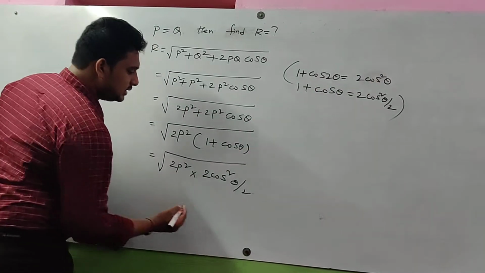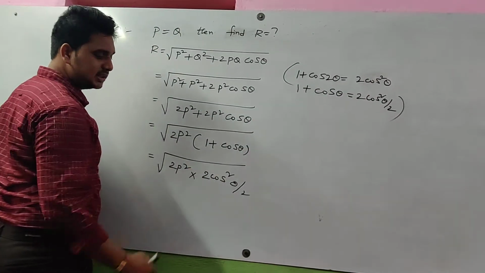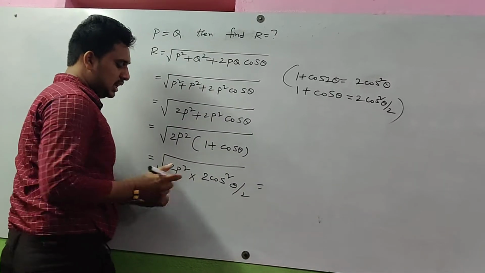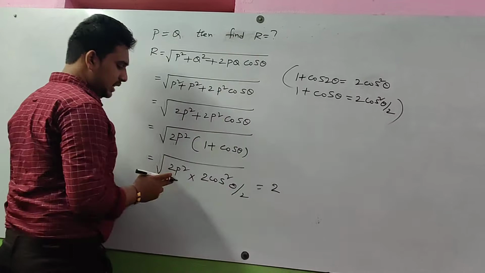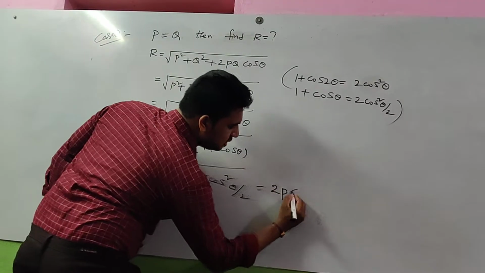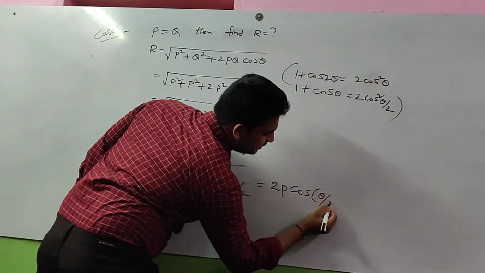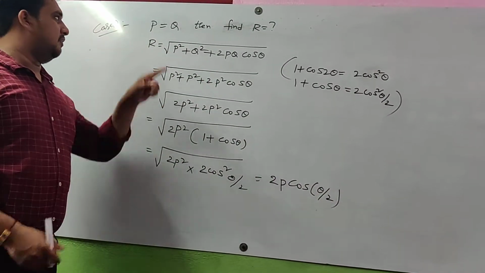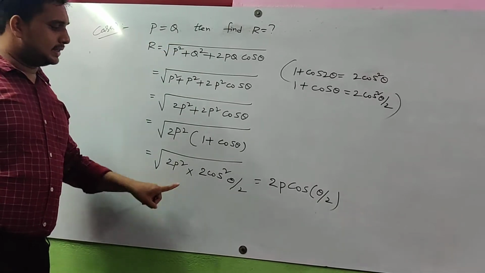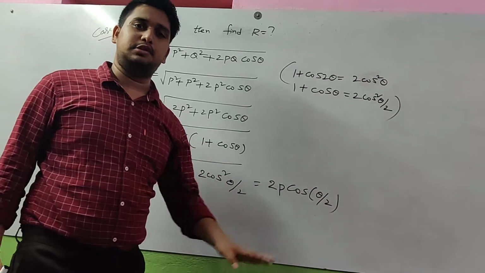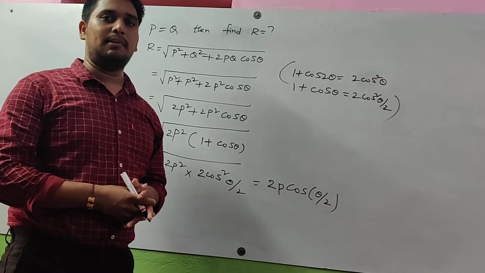So now, from 2P square into 2 cos square theta by 2, under the square root we have two 2s, so we get 2, P square gives P, and cos square theta by 2 gives cos theta by 2. So this is case 1. Whenever P is equal to Q, the resultant formula is directly applied: 2P cos theta by 2.